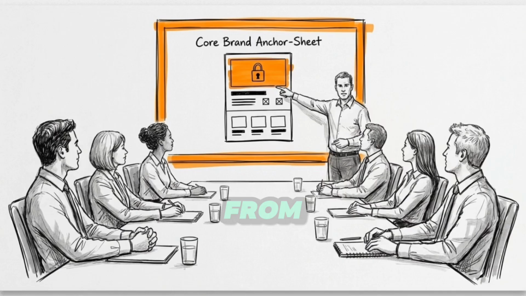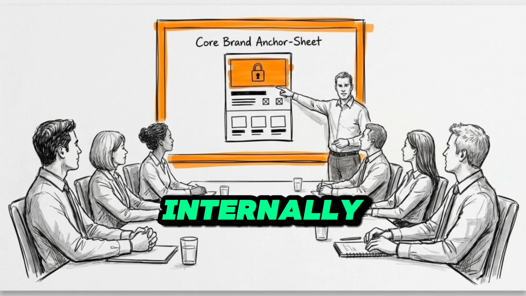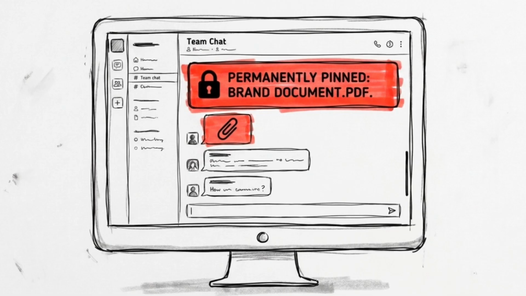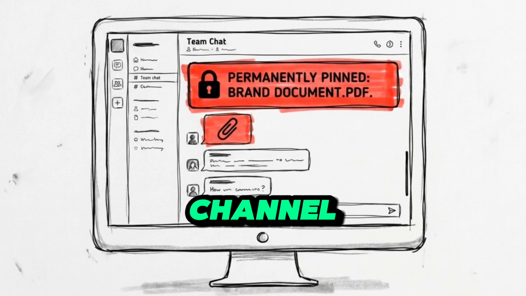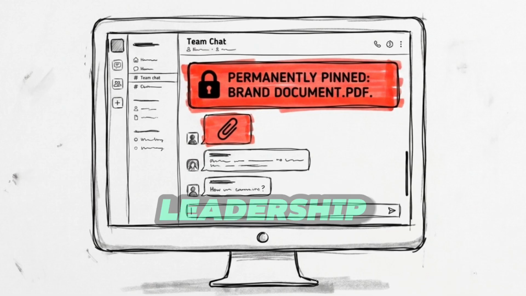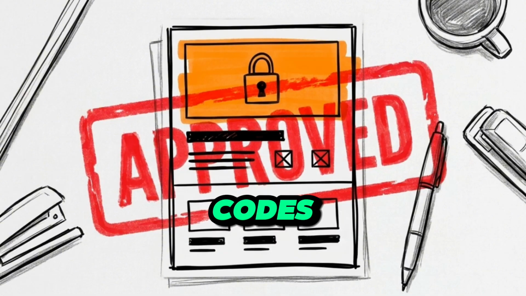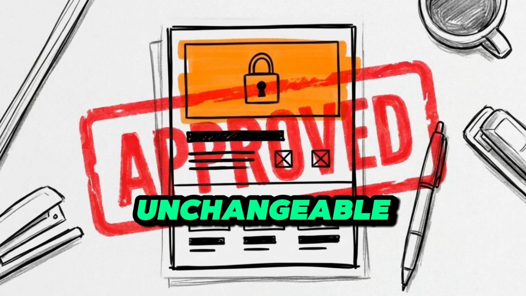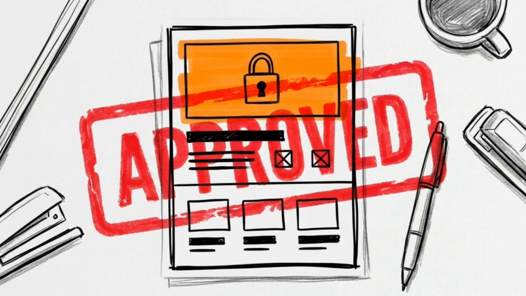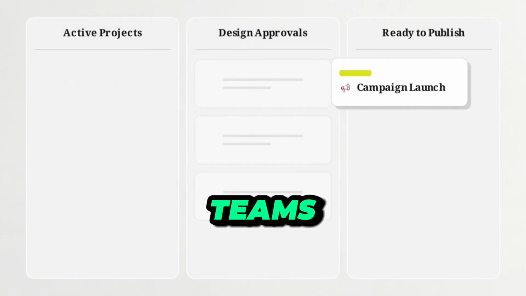To prevent the team from reverting to old habits, you have to cement this alignment internally. Look at this internal chat. The anchor sheet is pinned to the top of the channel as the permanent standard. Leadership must declare that the hex codes, logos, and tone definitions on that sheet are strict, unchangeable rules for all future campaigns. This constraint actually helps teams work faster.